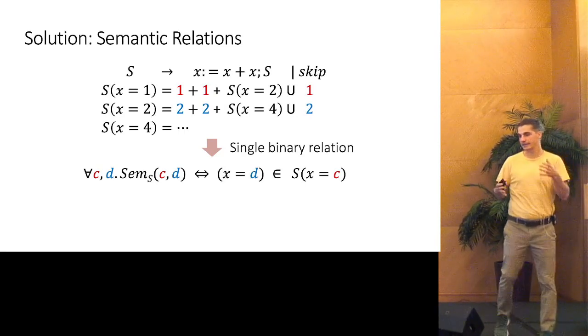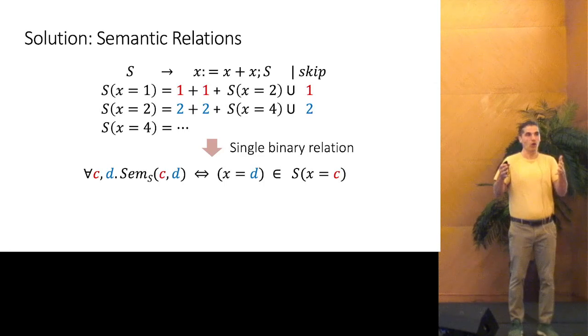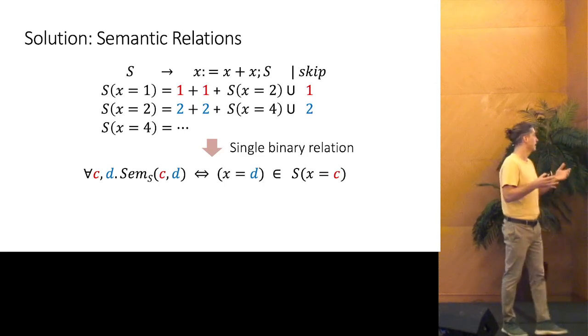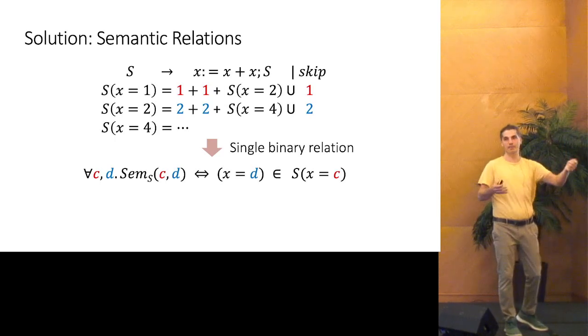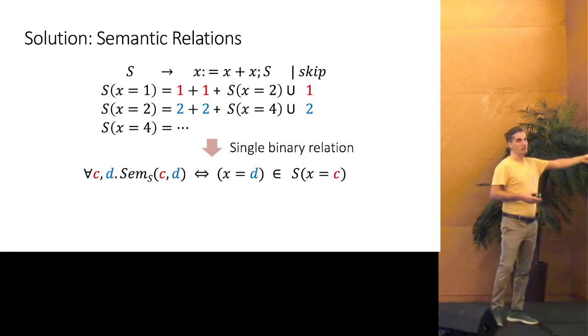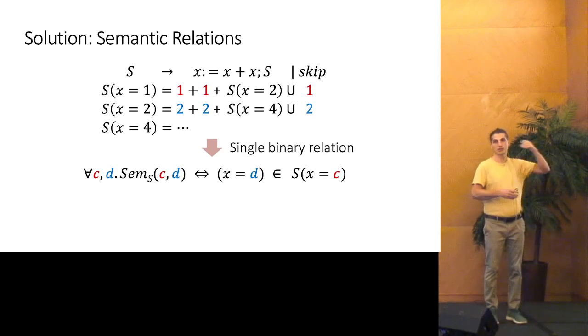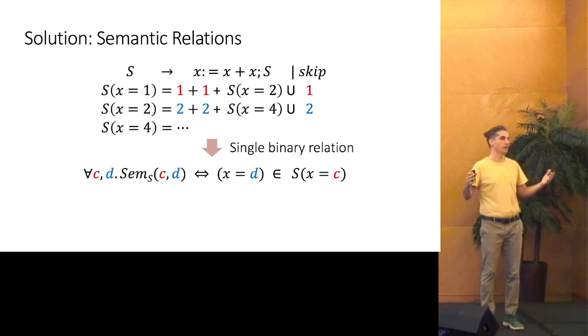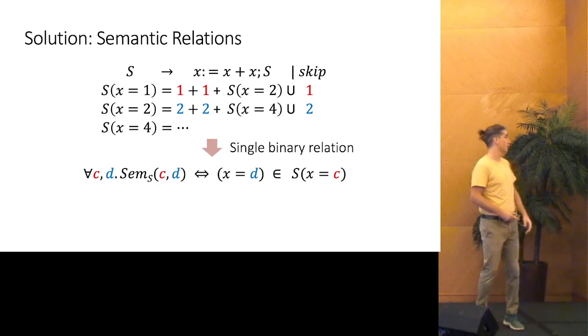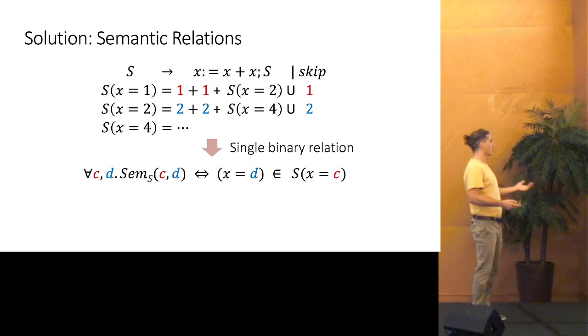So in this case, the semantic relation holds for C and D if, starting on input x equals C, there is some program that can produce x equals D. And now, if I can compute that relation, it gives me everything I need. That relation captures the semantics of all programs in my set. Okay? So how do I compute that?